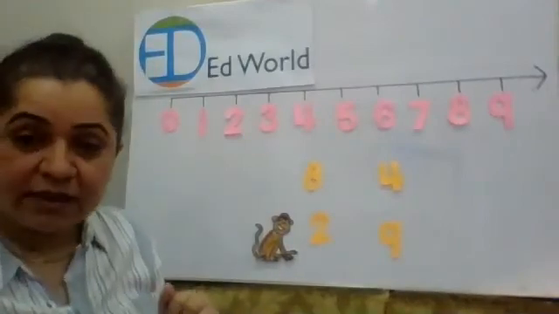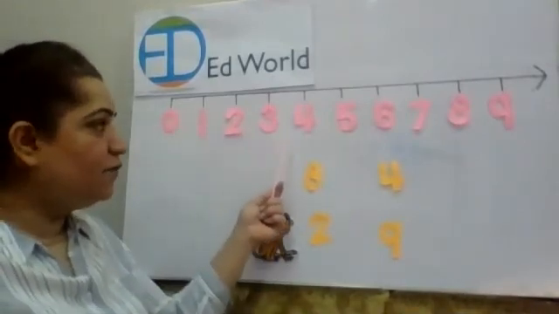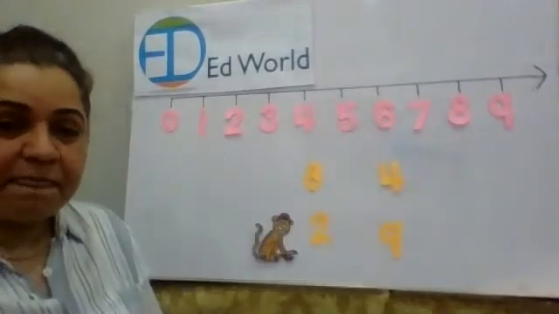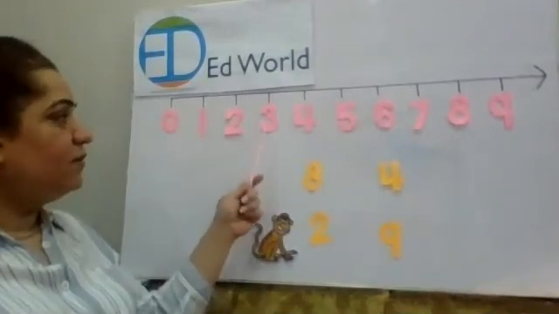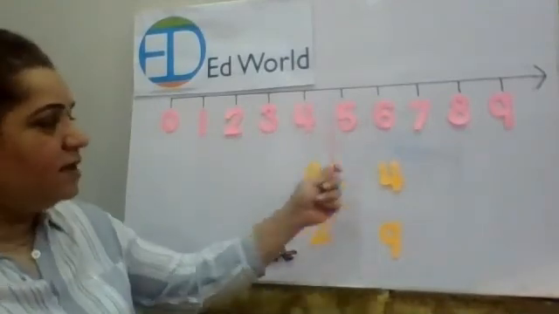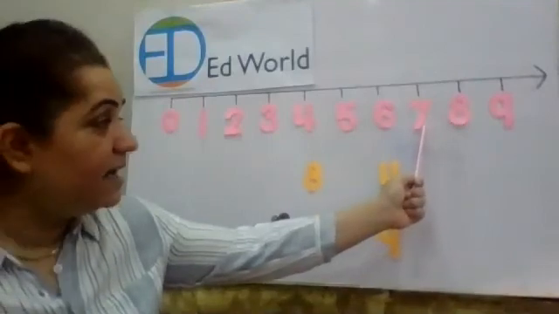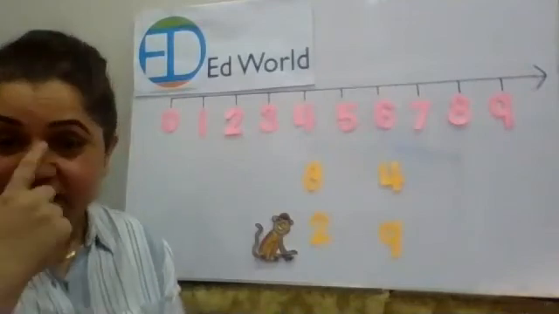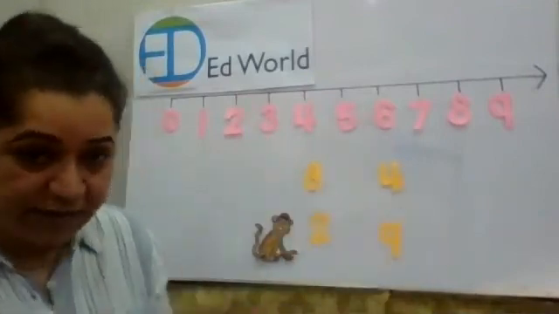So we are going to look at this again. So we have got numbers from 0, 1, 2, 3, 4, 5, 6, 7, 8, and 9. And 1 is greater than 0, 2 is greater than 1, 3 is greater than 2, 4 is greater than 3, then 5 is greater than 4, 6 is greater than 5, 7 is greater than 6, 8 is greater than 7, and 9 is greater than 8, right? So they are increasing, so they are getting greater and greater and greater, right?